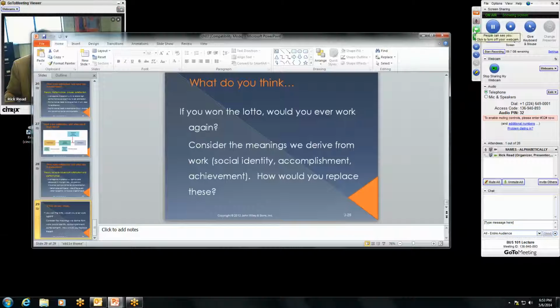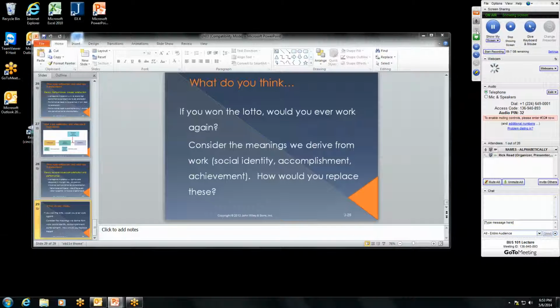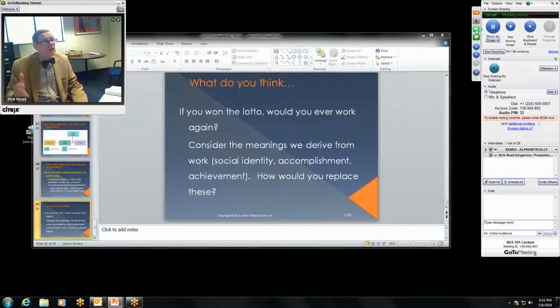And this is the last slide for you. It's just a thought process for you and how you're going to think about something. If you won the lotto, won the lottery, whatever you want to call it, would you ever work again? Consider what we get out of work. Notice what it says here: social identity, accomplishment, achievement, etc. How would you replace those? Very interesting question. I do not have an answer for it.